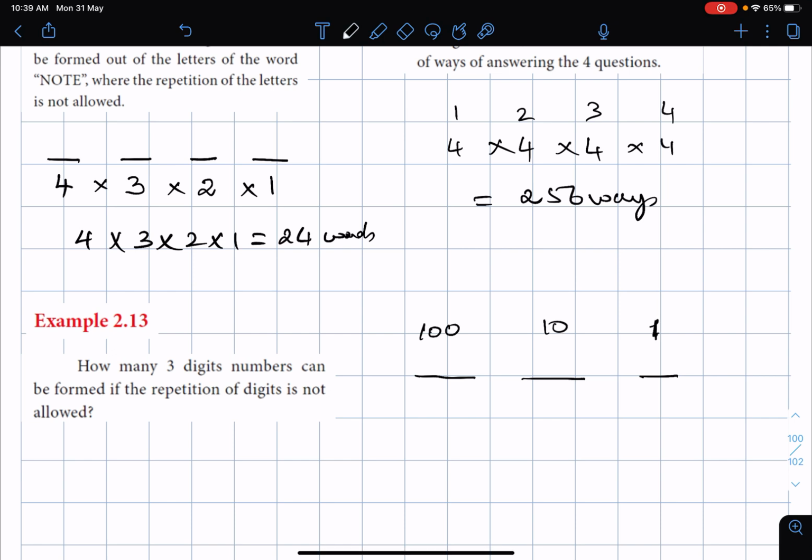Now in the 100th place, how many digits do we have here? I'll write them here: 0, 1, 2, 3, 4, 5, 6, 7, 8, 9. So in total you have 10 digits. Out of these 10 digits, for the 100th place you cannot use 0. So 0 cannot be used there. So in how many ways can you fill the 100th place? In 9 ways you can fill it.